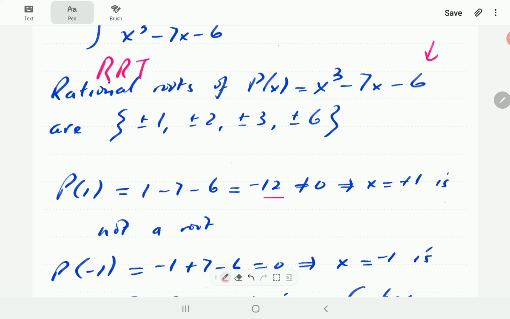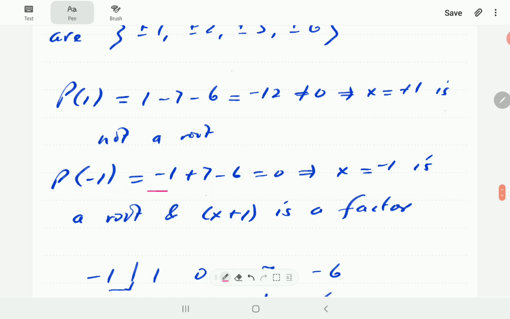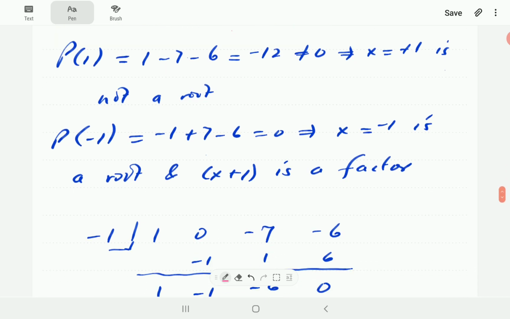If you plug in 1, it gives us 12, so 1 is definitely not a root. If you plug in -1, we find that it gives us 0, so x is -1 is a root, and x plus 1 is a factor. So again, if you're not up to speed with this, check our videos on the rational root theorem.